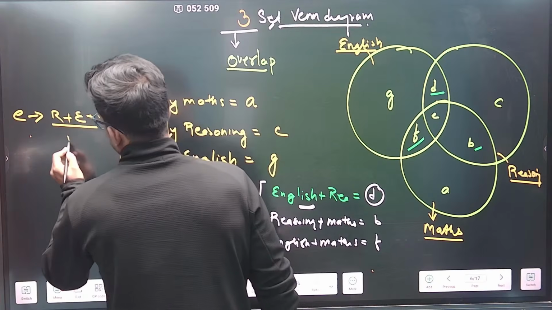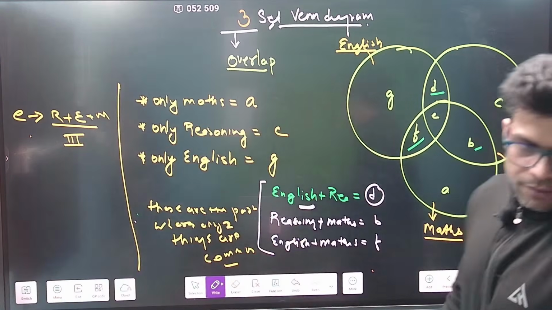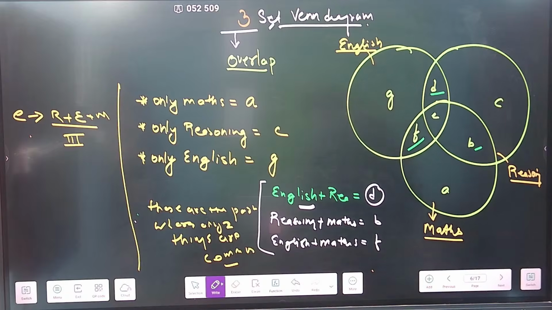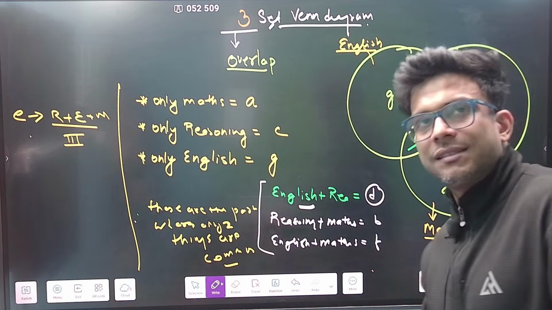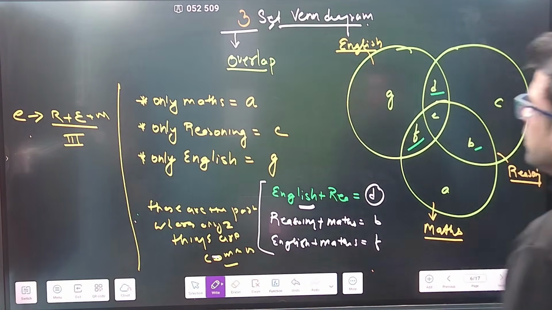Can I say this is my third part, a section of three parts? Please comment. I hope this is clear. So this is the basics of Venn diagram. I hope you guys are getting my point. Now see, there is one more thing you need to understand.